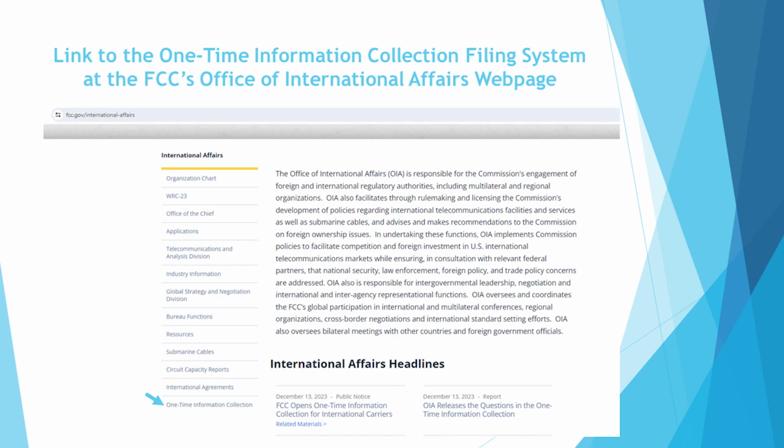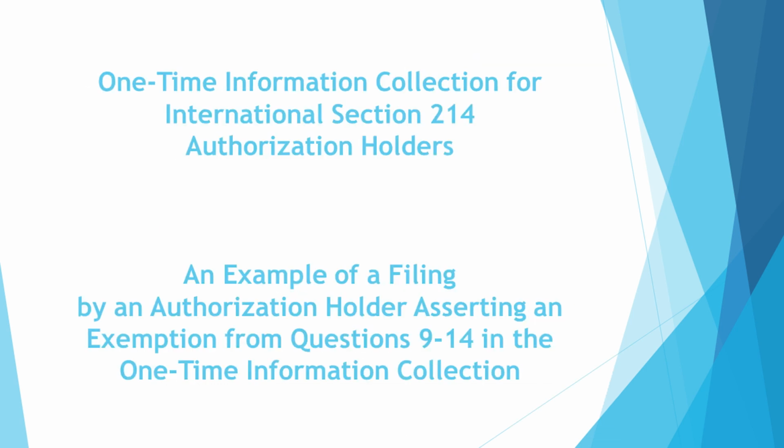Click on the link to start the one-time information collection. This tutorial features an example of a filing by an authorization holder claiming an exemption in question 6. An example of a one-time information collection filing with question 6 exemption. For purposes of this tutorial, the second person, you, will refer to International Section 214 authorization holders.